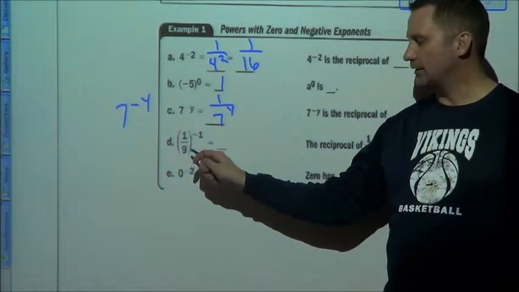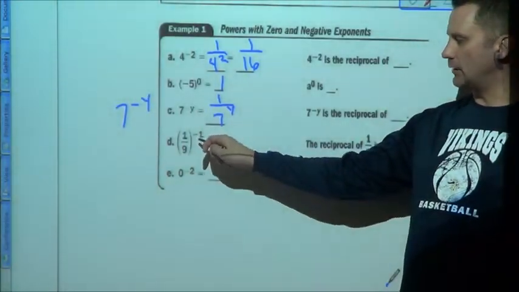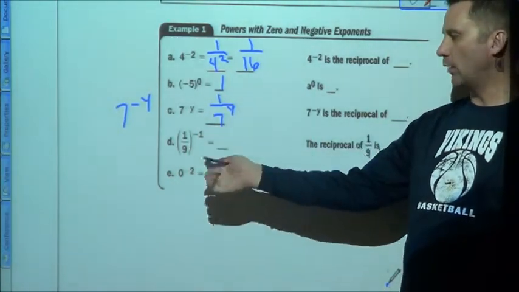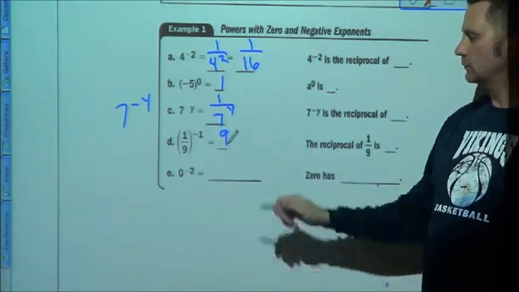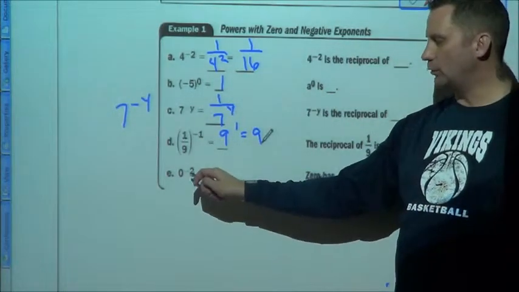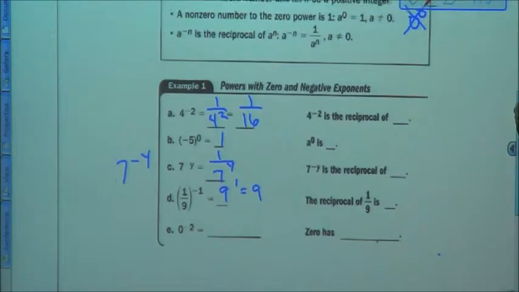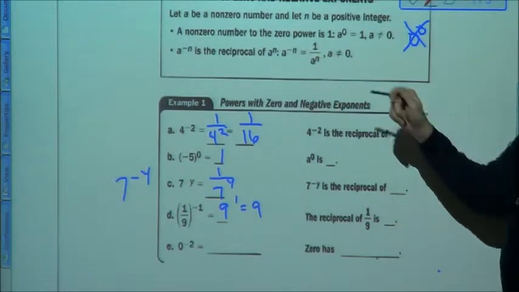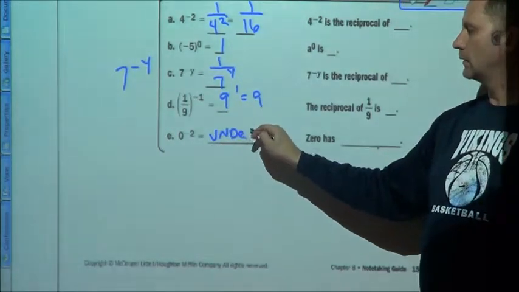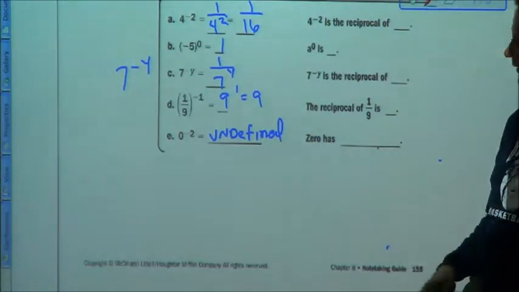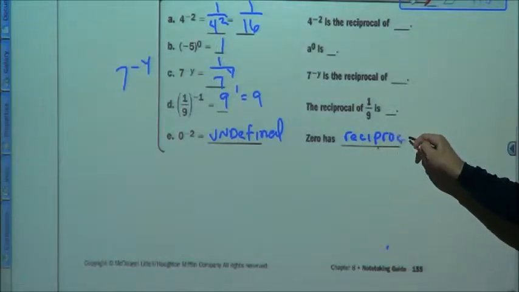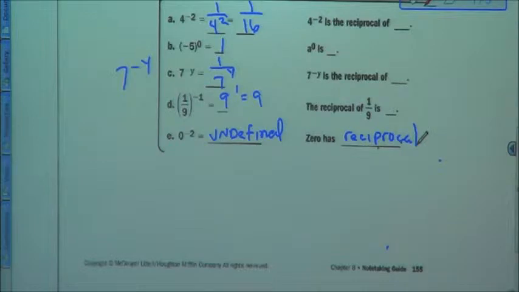Okay, now when you have a fraction inside parentheses to a negative exponent, the negative exponent means you take this fraction and take its reciprocal. So what's the reciprocal of 1/9? 9 over 1, or just 9, and then 9 to the 1st power is just 9. Okay, and then 0 to the negative 2. Well, we talked about up here, a can't be 0 if you take a negative exponent. So 0 to the negative 2 is undefined because 0 has no reciprocal. Okay, there's the basic example 1.